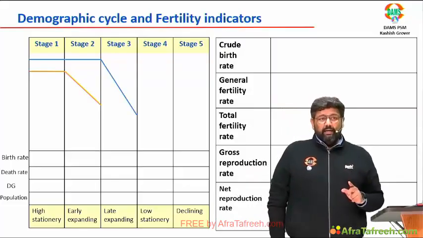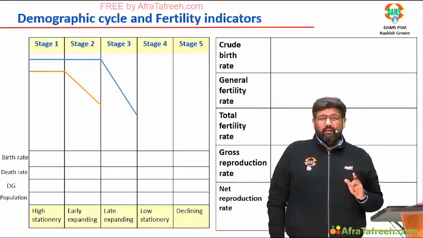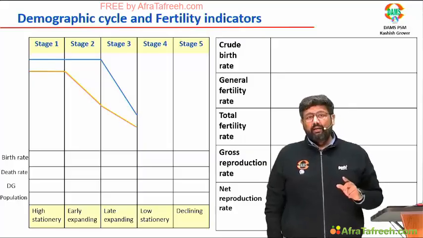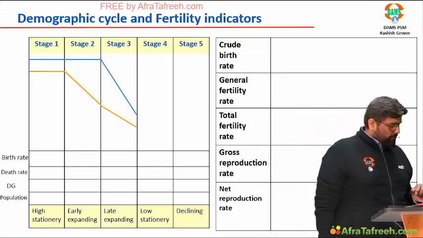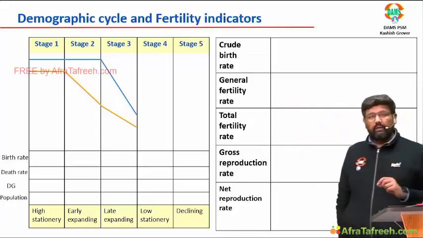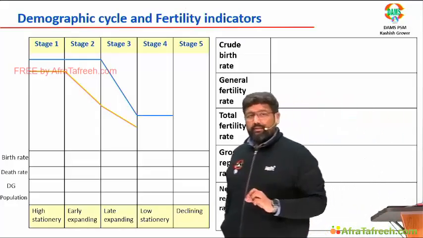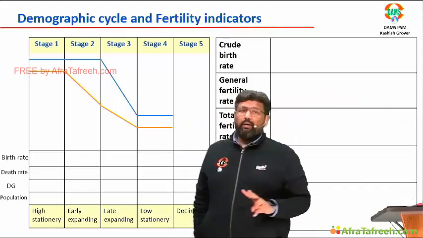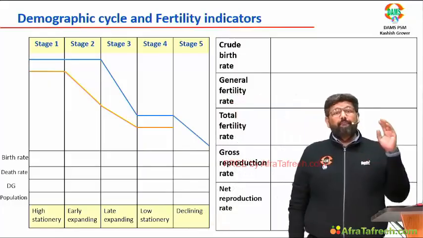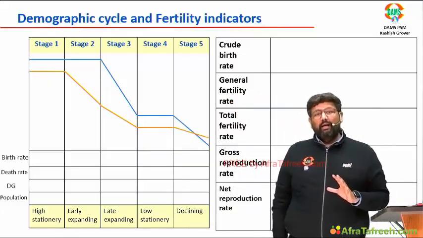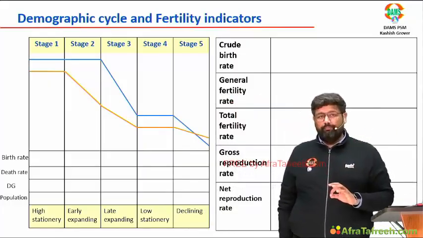Stage 3, the birth rate starts declining, death rate declines further. Stage 4, birth rate is low, death rate is low, they both are low. Stage 5, now the birth rate is very low and death rate also low, right?